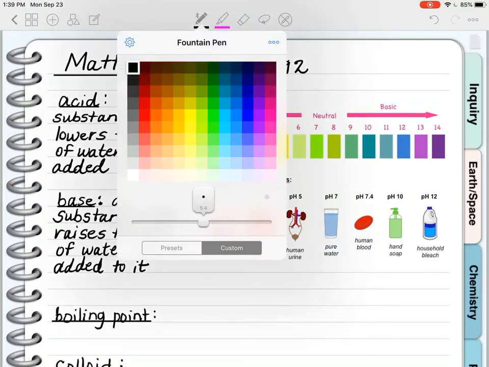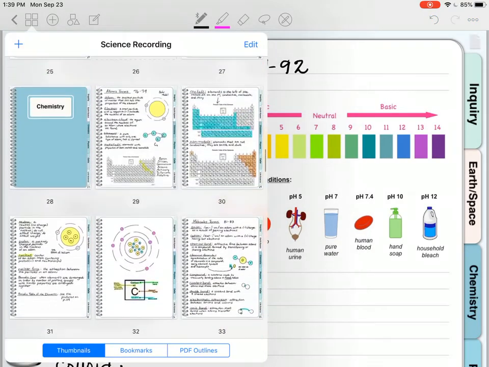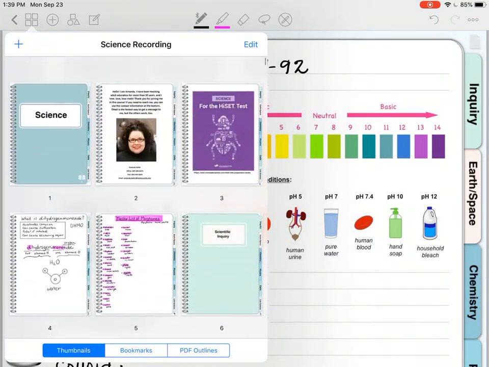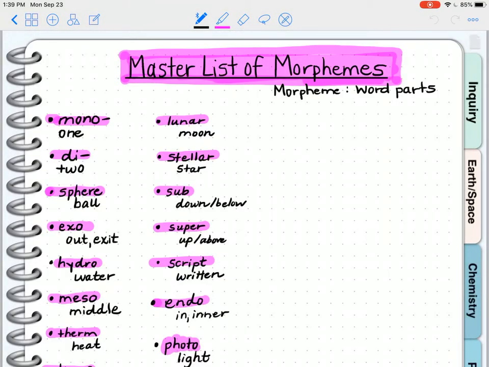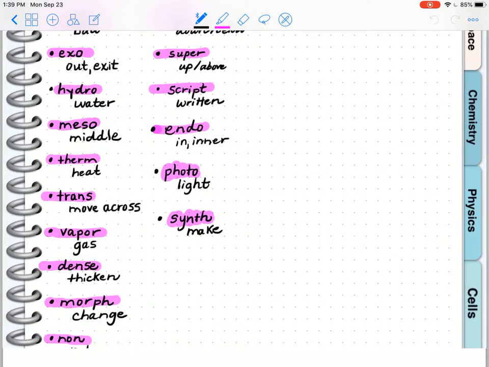Okay, let's go back to the morphemes page. I know this is annoying, but it's going to help you if you learn these morphemes. Gastric is stomach. And one way to remember that, if you get gas on your stomach from eating certain foods, gastric stomach.